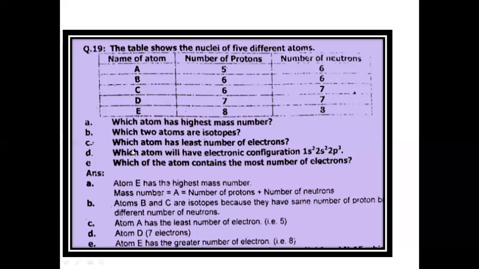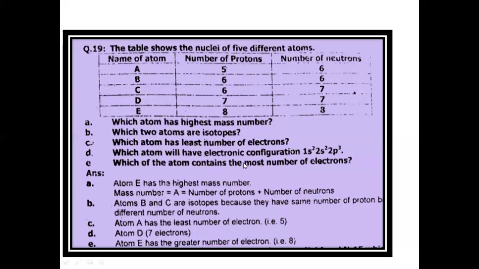C part: which atom has the least number of electrons? So electrons, I told you the number of protons and electrons are always the same. So A has only 5 electrons. So atom A has the least number of electrons, that is only 5.